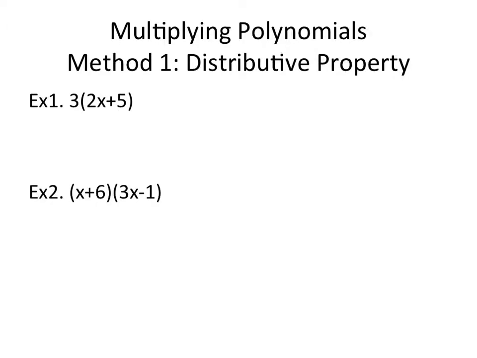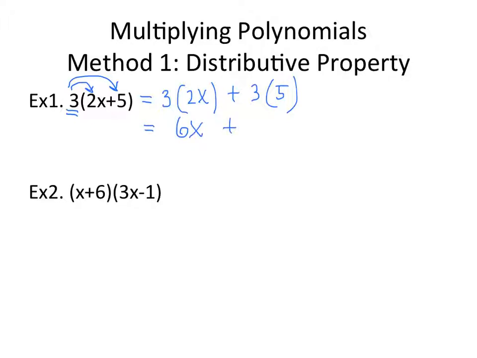When multiplying polynomials, we have a couple of different methods that we can use. The first method is using distributive property. It involves taking the terms on the outside and passing it out to the terms on the inside. So in this first example, we have 3 times 2x plus 3 times 5. When we simplify, we'll get 3 times 2x is 6x, plus 3 times 5 is 15. And that is our expanded form using distributive property.